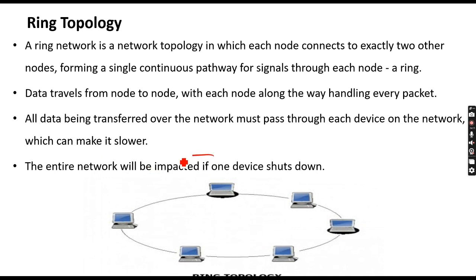The entire network topology will be impacted if one of the devices is shut down. So it's very important that all the devices are up and running in your ring topology. Otherwise, your topology will not work. So a ring topology is just like a bus topology, you are just connecting edge to edge.